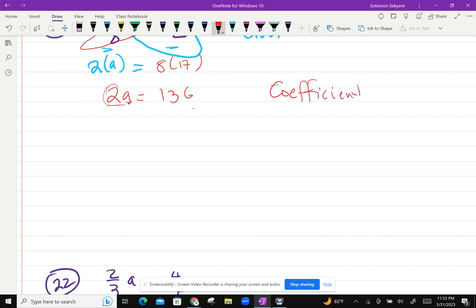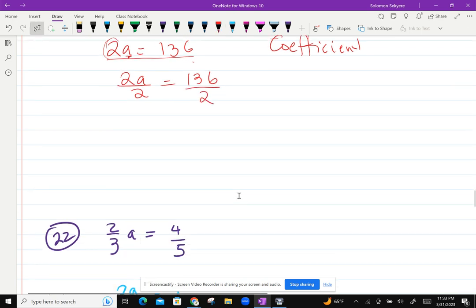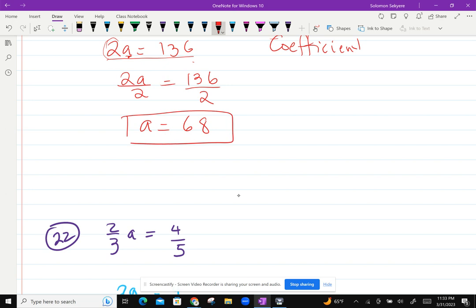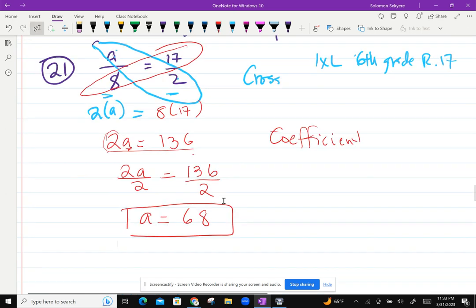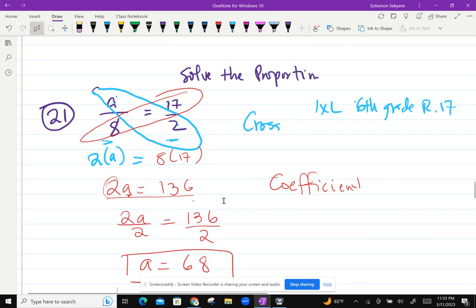Okay, so when you get to this step, then what you do is you need to divide both sides by your coefficient to find A. So I need you to follow all these steps, okay, and get used to the method. So A then is equal to 68. That's my answer.